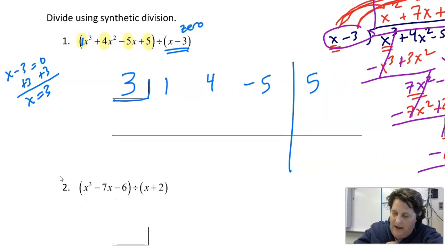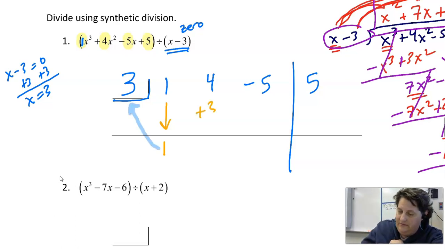We start by bringing down the first term. So I just bring the 1 straight down. And then what I want you to remember is multiply, add, multiply, add, multiply, add. Okay, step 1, go up here. Multiply that. All right, so it's like that times that. 1 times 3 is 3, add. That's 7. Okay. Next, multiply that.